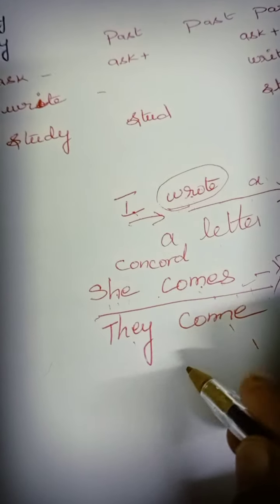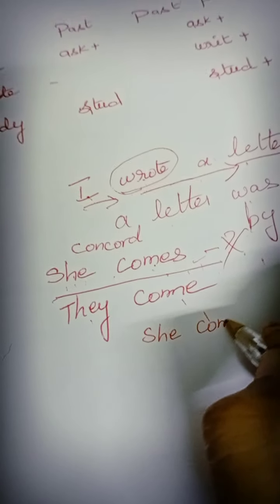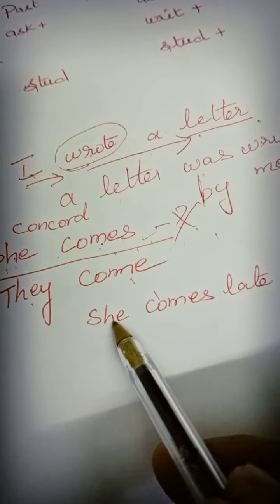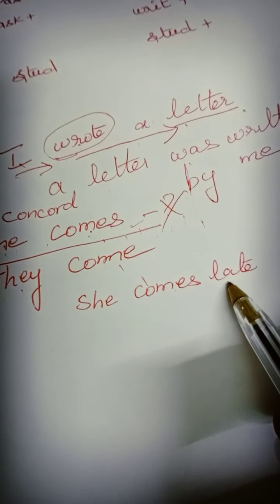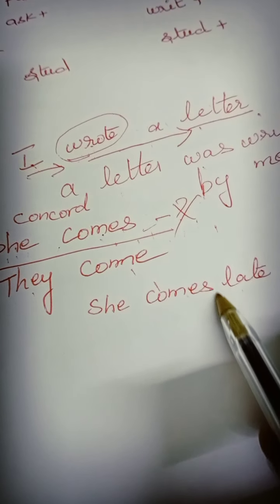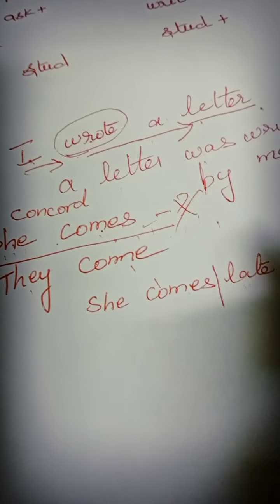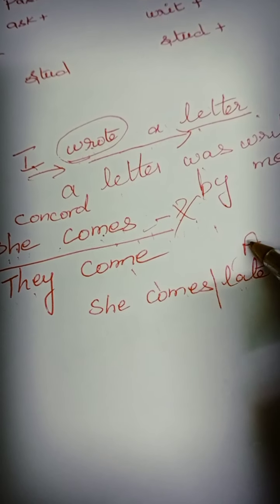it is called intransitive. She comes late. Now, she is a noun, comes is a verb, and late is not an object. See, after comes, we have got a word late. But late is not an object, it is an adjunct. That I told you all in one more upload.